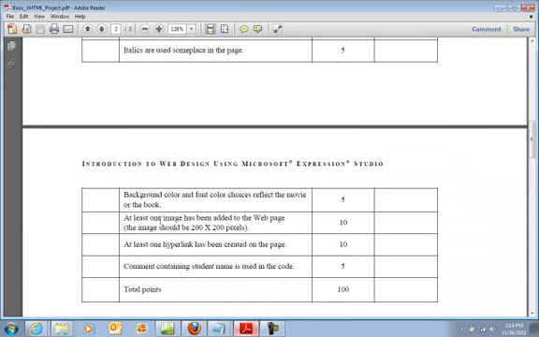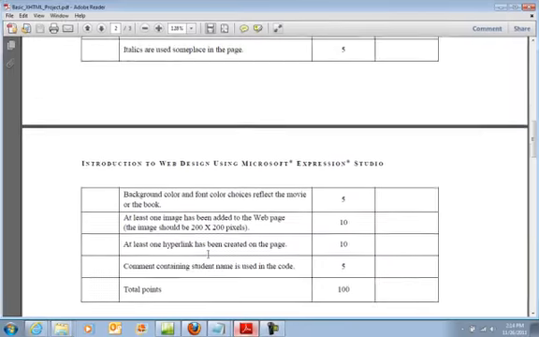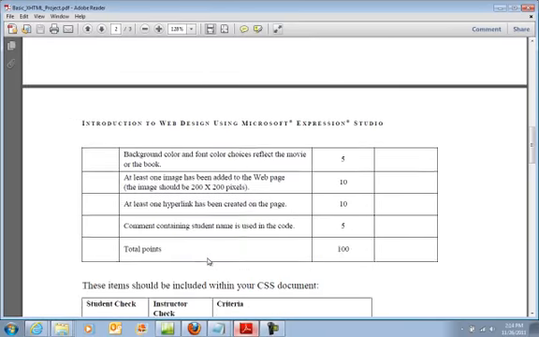You have at least one image, and your image should be about 200 by 200 pixels. You have at least one hyperlink created on your web page, and we'll talk about that later. And a comment containing your name is in the code. So use the code to create a comment, which we talked about in the first lesson. So this project will be worth 100 points.